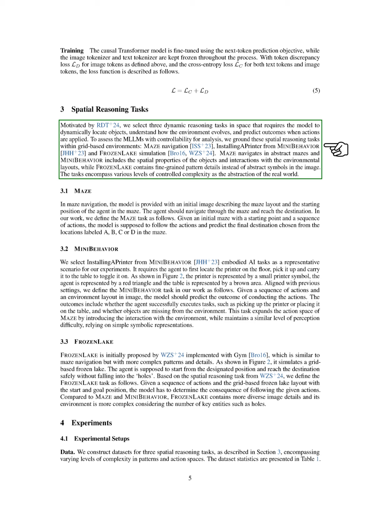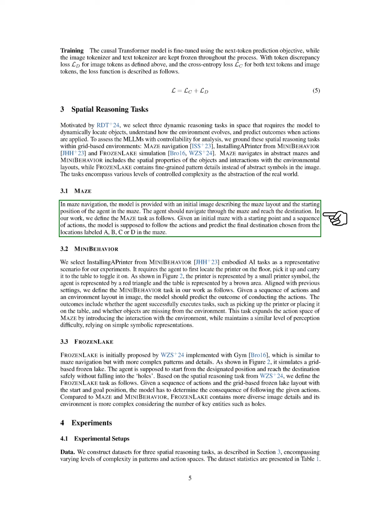We ground these tasks in grid-based environments: maze navigation, installing a printer from MiniBehavior, and FrozenLake simulation. Each task presents different complexities, reflecting real-world abstractions. In the maze task, we provide the model with an initial maze image and the agent's starting position. The agent must navigate to a destination, following a sequence of actions and predicting the final location from options labeled A, B, C, or D.